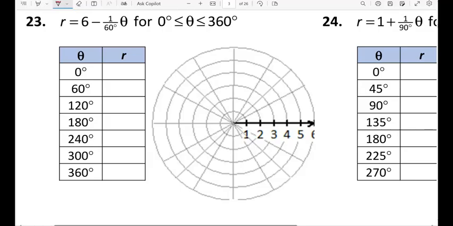For number 23, r is equal to 6 minus 1/60th times theta for theta between 0 and 360 degrees. So this is a linear function. You can see that we have a slope, negative 1/60th, and a y-intercept of 6. Of course, it's not going to graph like a line, so we need to fill out the table of values. 6 minus 1/60th times 0 is 6.